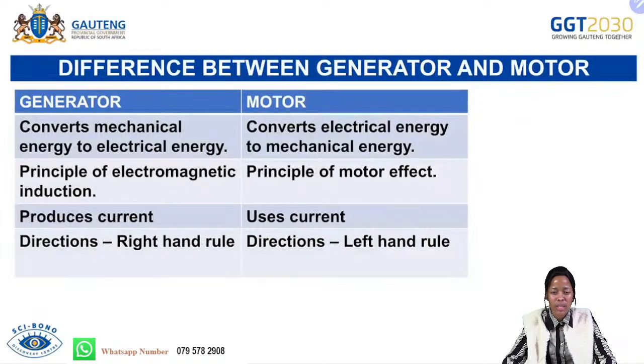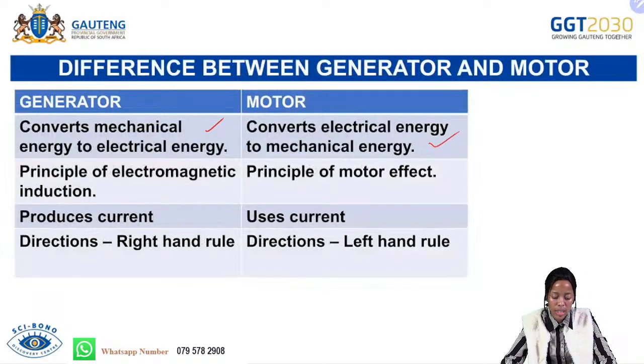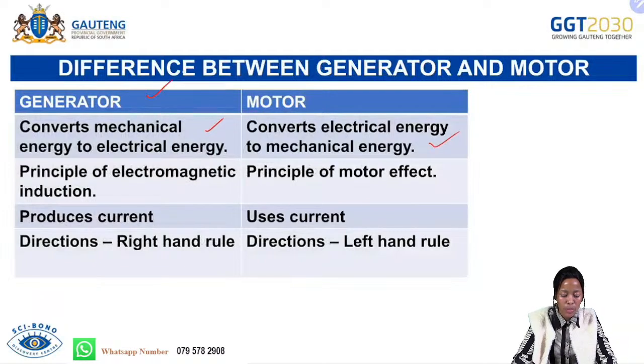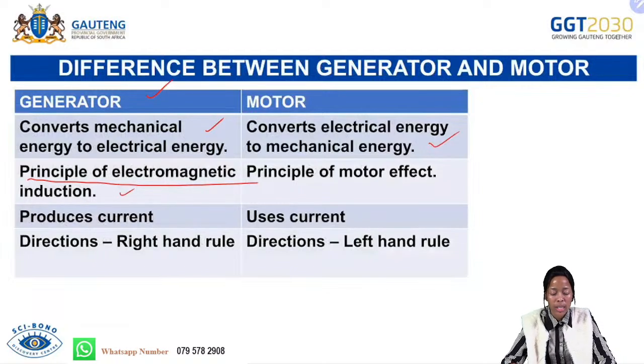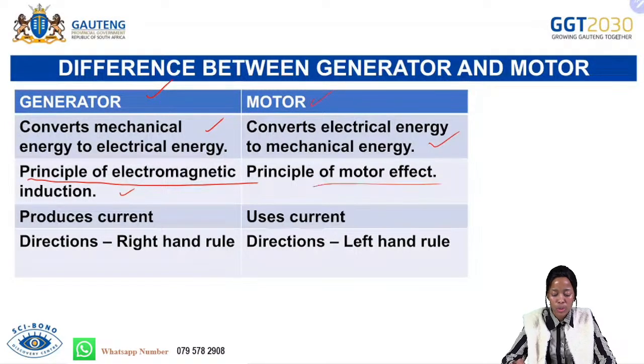Now the difference between generators and motors: we know that generators are going to convert what? Mechanical energy to electrical energy, and motors are going to convert what? Electrical energy to mechanical energy. And then, very important, if they ask you what is the principle that generators work on, then the principle will therefore be what? Electromagnetic induction. What is the principle that motors work on? Motors work on the principle of motor effect. Generators produce current. What about motors? They use the current.